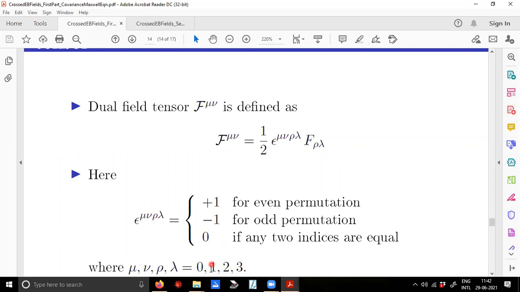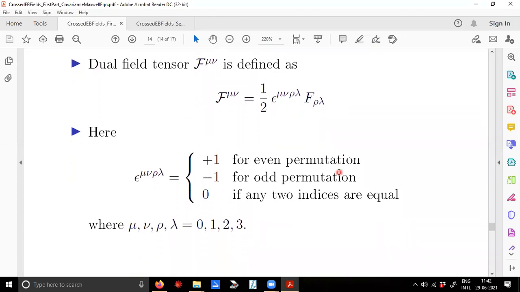Interchange any two of the indices, you get -1. Same way you go ahead. And if you have the same number of indices, mu and nu are the same, you get a 0. That's the definition of this. So now I define a dual field tensor F mu nu in this particular way.